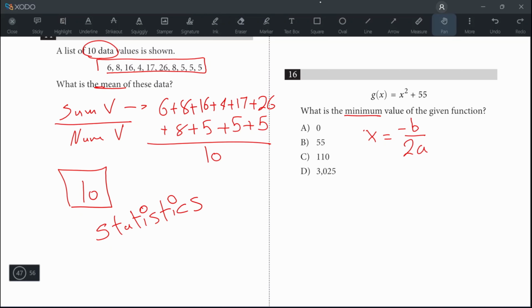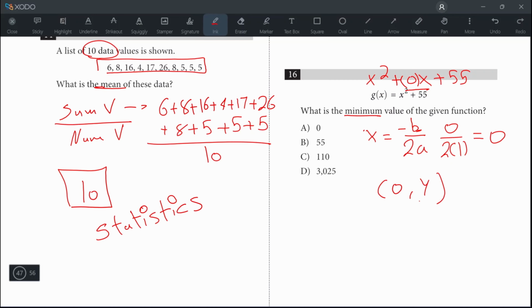So what is b in this equation? This equation could be written as x squared plus 0 times x plus 55. B is the coefficient of x, so b is equal to 0. So whatever the value of a is, in this case it is 1 anyway, the answer will be equal to 0. So the x coordinate of the vertex is equal to 0.